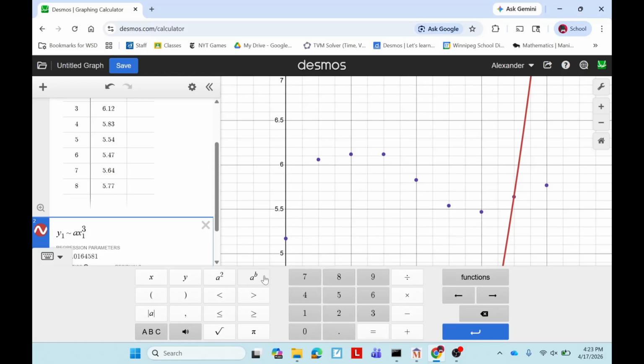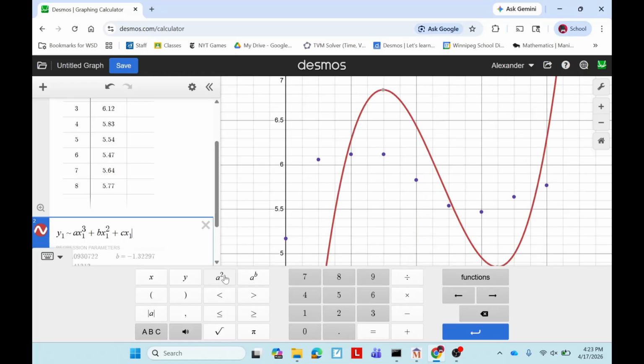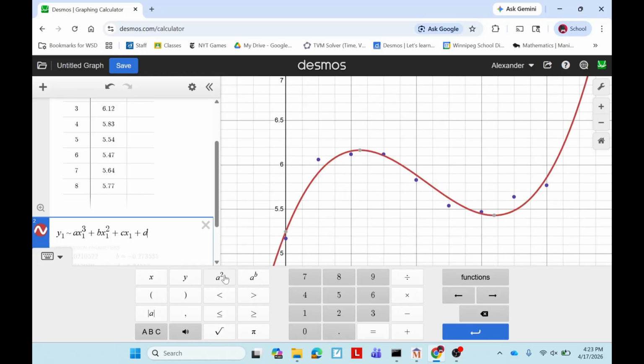Also, make sure if you keep typing at this point after you put the cube, so if I put plus, we don't have to worry about it continuing on in the exponent. So just kind of watch out for that. Make sure that your equation is typed in properly. Plus c x1 plus d. And so we get a curve that somewhat matches our data. I'd say that it fits the trend very well.